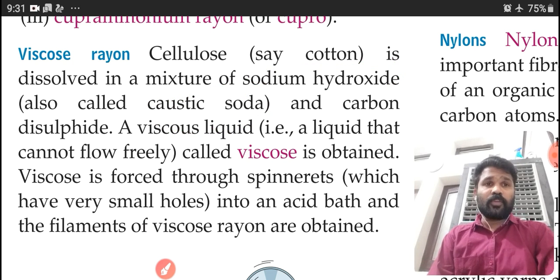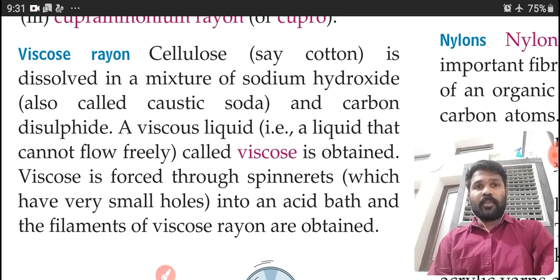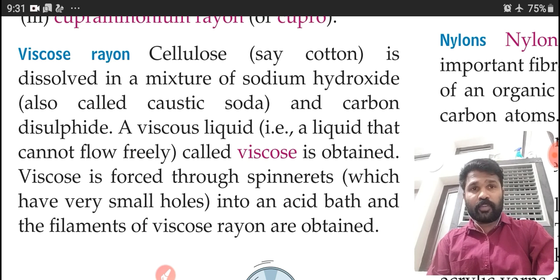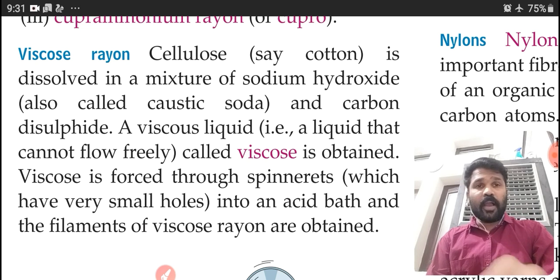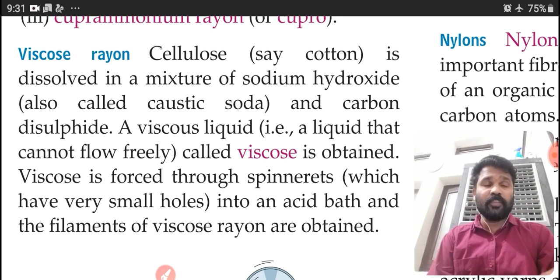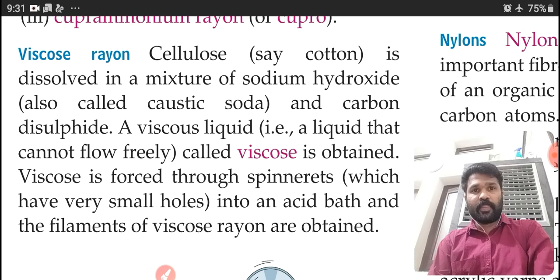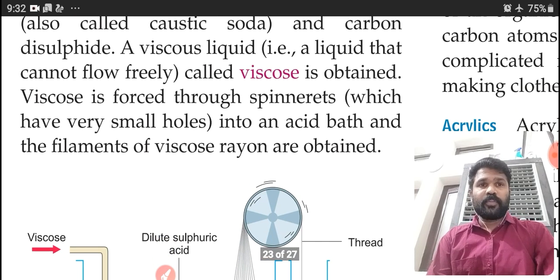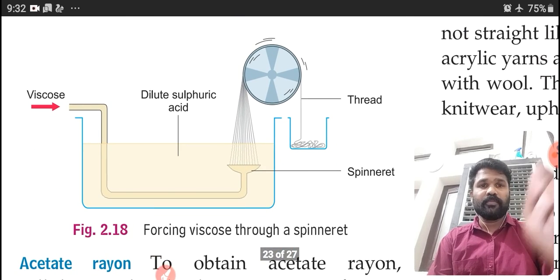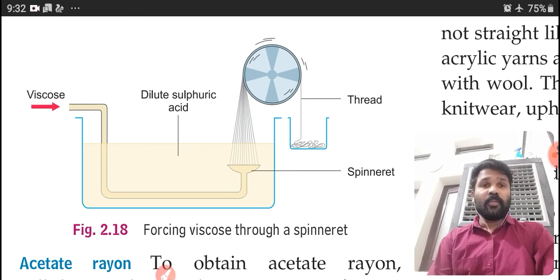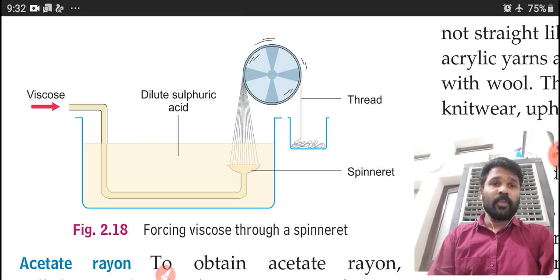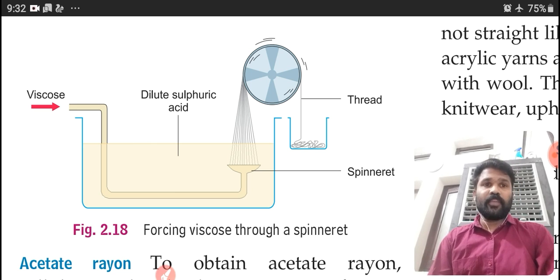A viscous liquid called viscose is obtained by mixing cellulose into sodium hydroxide and carbon disulfide. Viscose is forced through spinnerets into an acid bath and the filaments of viscose rayon are obtained here. Clear? We are forcing viscose to pass through the spinneret. It's a diagram of a spinneret.